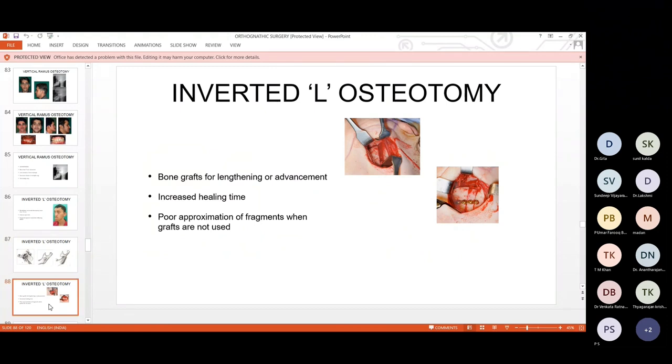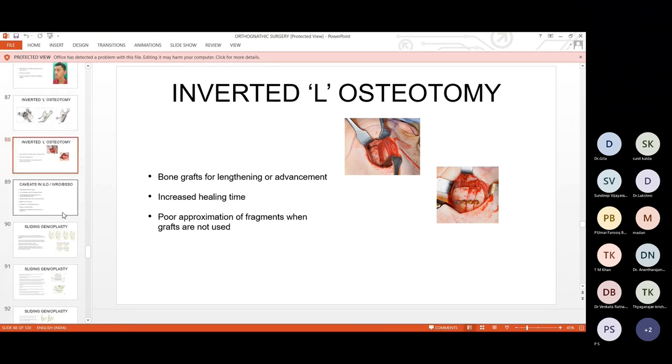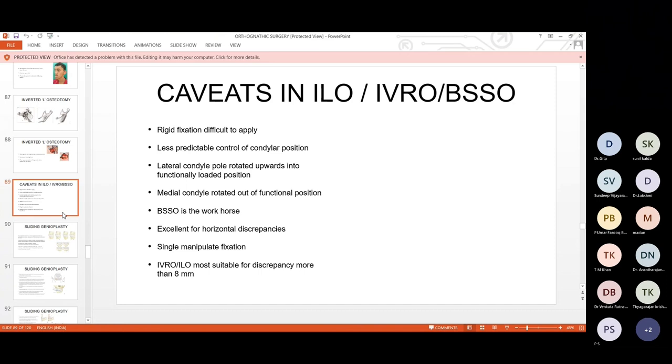So if you are planning to do an advancement, you may require a bone graft if there is poor approximation of the fragments when grafts are not used. So that is why it has a small incidence of increased healing time. Now there are a few caveats which I will talk to you about in the inverted L osteotomy and the inverted V osteotomy. With BSSO, rigid fixation is difficult to apply, and there is less predictable control of the condylar position. However, BSSO is the workhorse. It is excellent for horizontal discrepancies, with single mini plate fixation. For a discrepancy of more than 8 millimeters, consider an IVRO or an ILO.